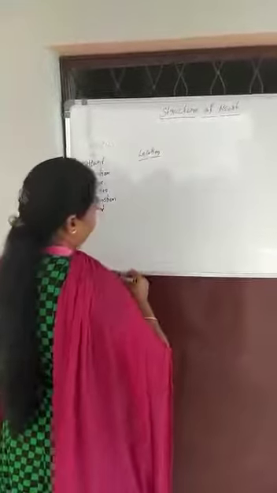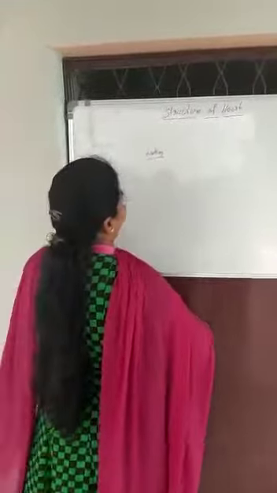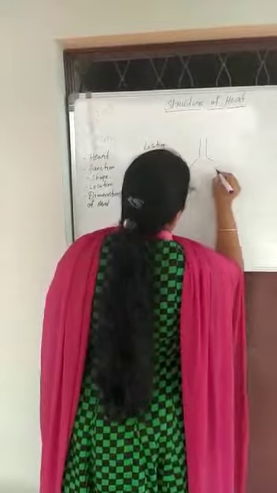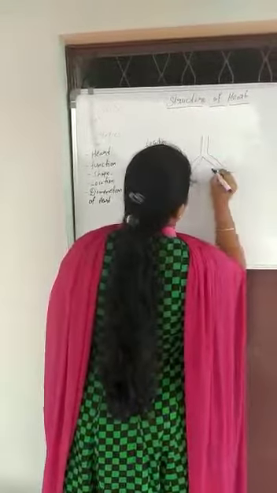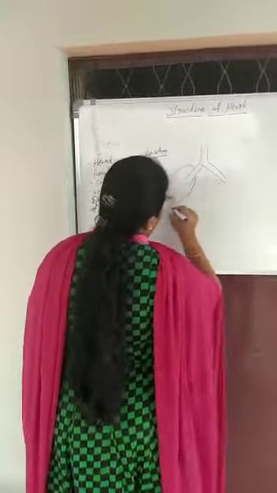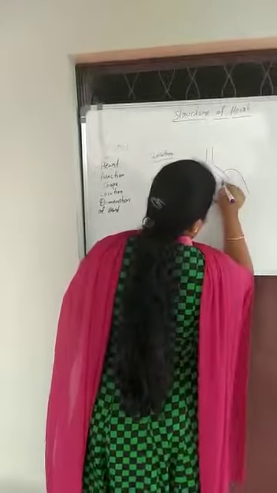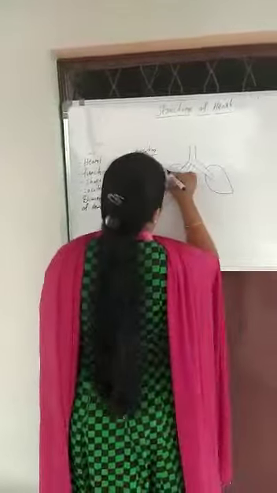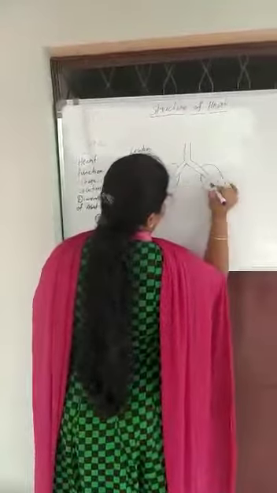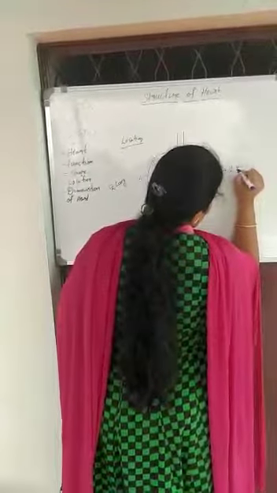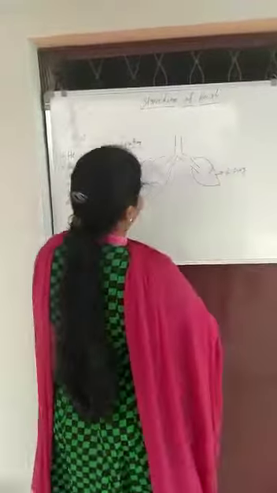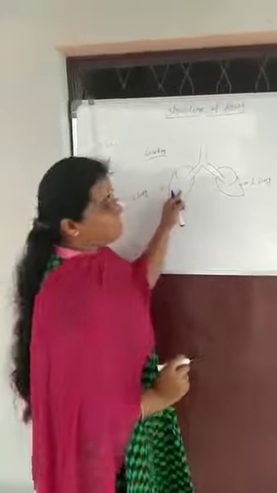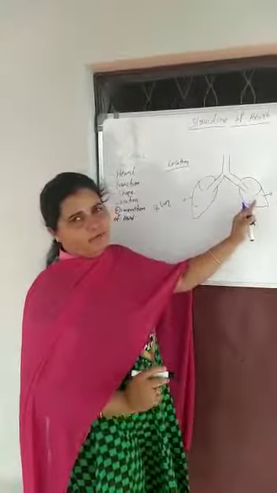Where is the heart located? The heart is located between two lungs. This is the right lung and this is the left lung. Here the right lung is larger than the left lung.